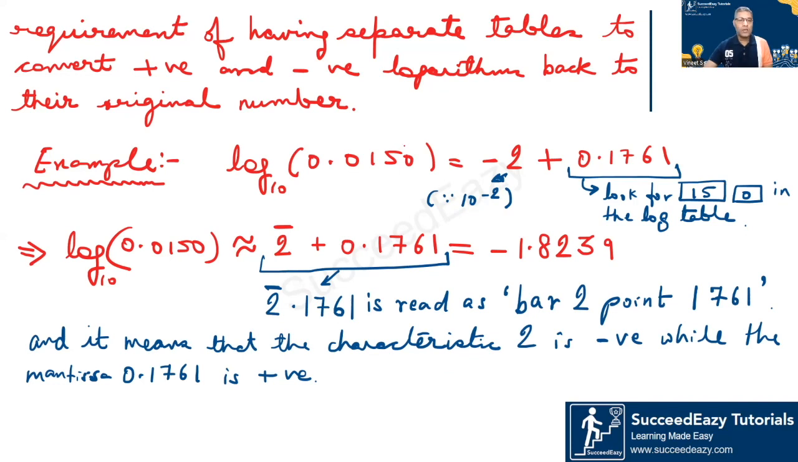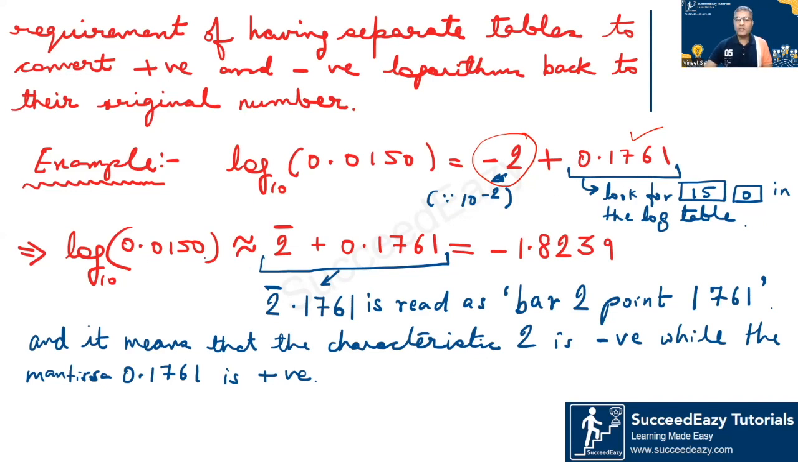All right. Let's take an example. Log of 0.0150 to the base 10. In this case, we know that the characteristic would be -2. We have seen that before, so I need not repeat that. And we have also seen that the log of the digits 1, 5, 0 gives us 0.1761. So I'm taking values from whatever we did before.